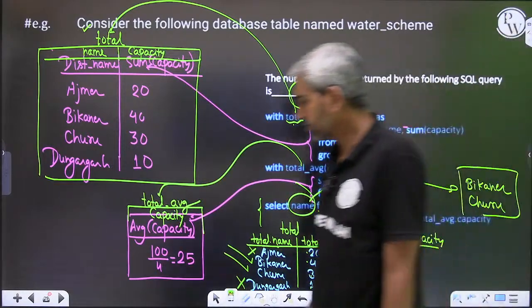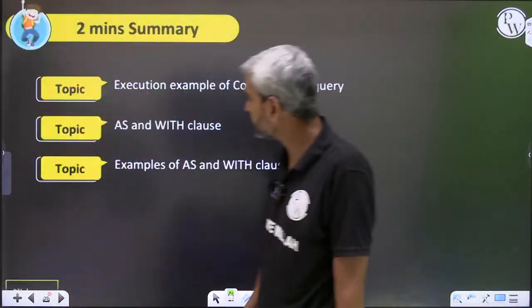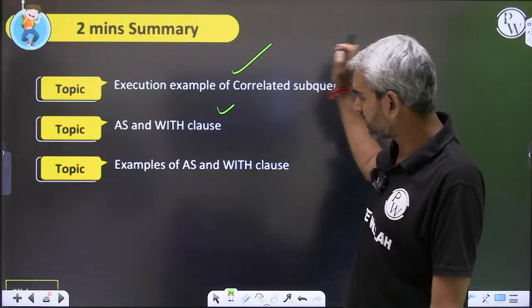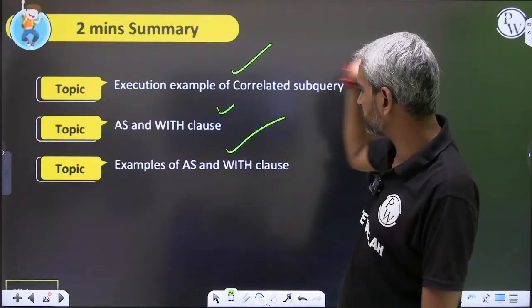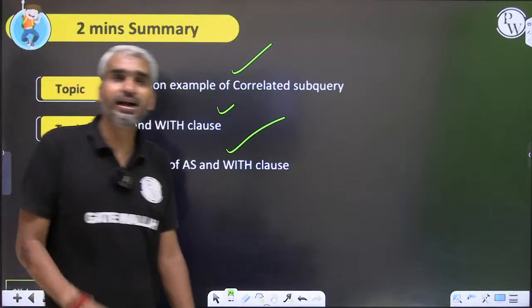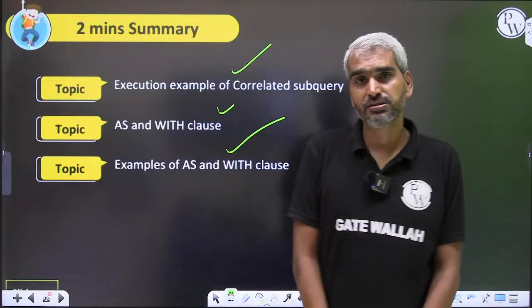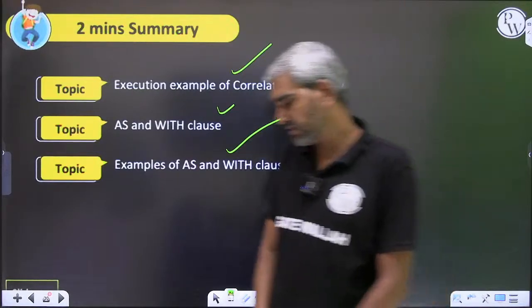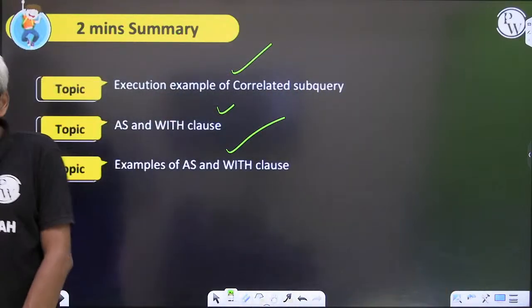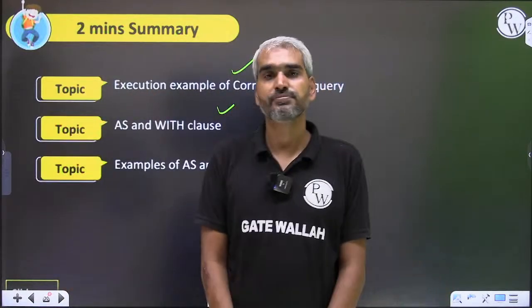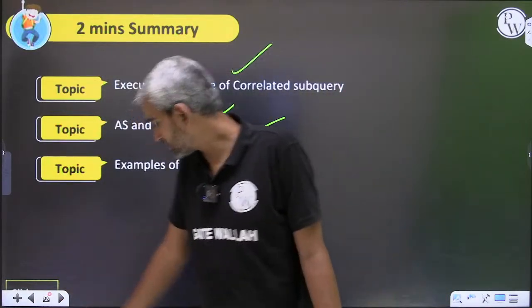Clear? Okay, so that will be all for today's session. We are done with execution of correlated subquery. We have seen the as and with clauses, and examples of them. In the next two sessions, I'll discuss some more questions that have been asked in the GATE exam. Those will also be good quality questions and will cover all the concepts of SQL. That will be discussed in the upcoming classes.